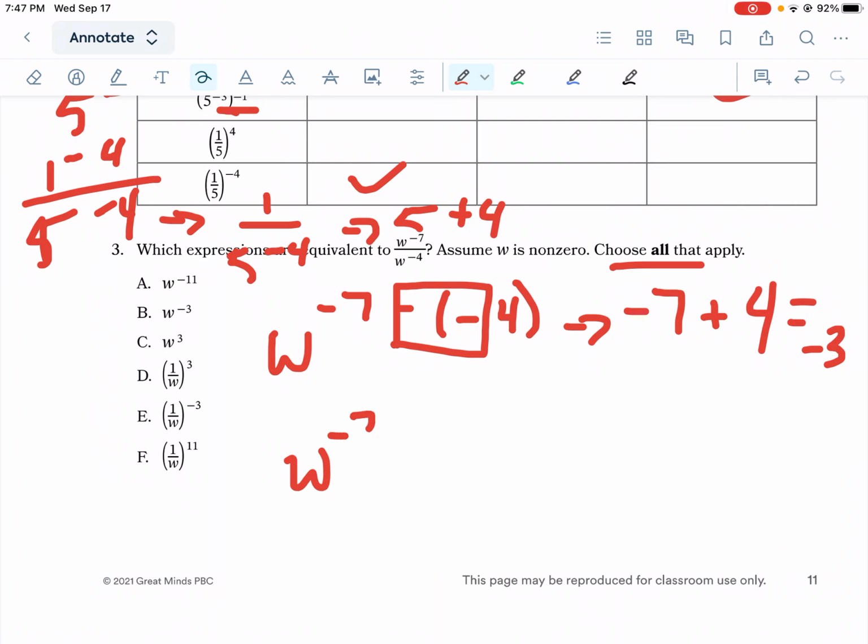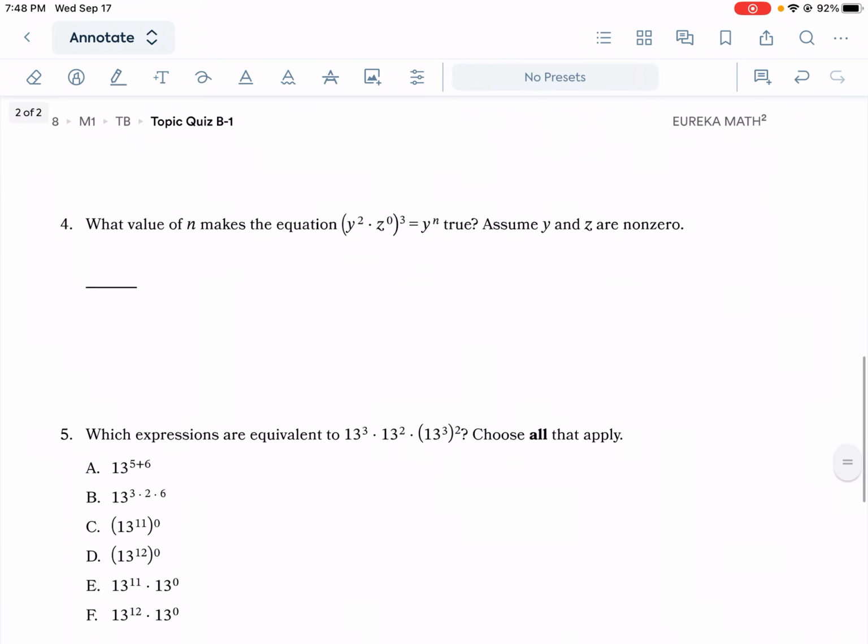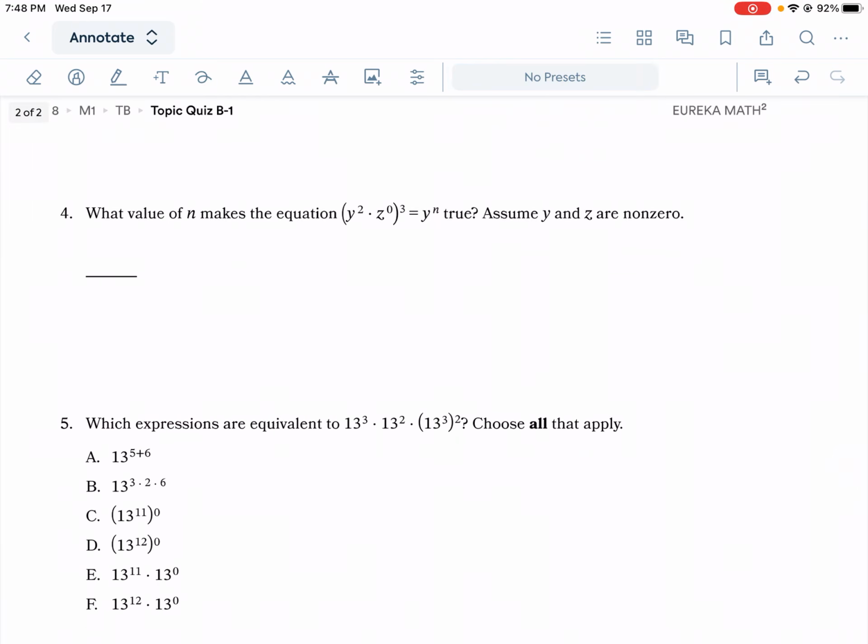So for your answer, that'll give you w to the negative 3, which is b, but you can also rewrite this in fraction form as 1 over w to the 3, which is e. Okay? Beware of that.